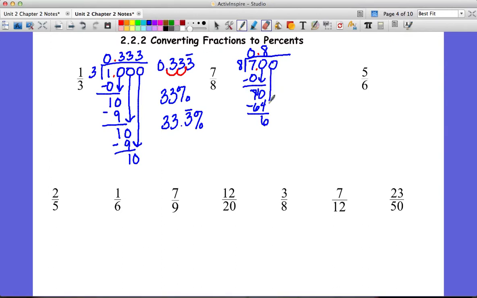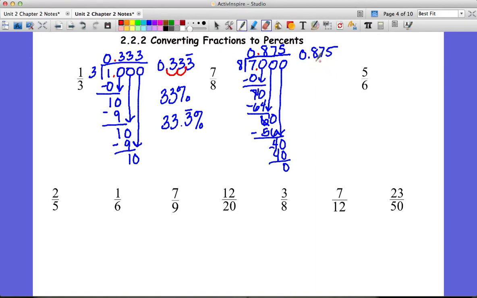Add your 0, bring it down. 8 goes into 60 7 times. 7 times 8 is 56. When you subtract, you get 4. Add your 0, bring it down. 8 goes into 40 5 times. 5 times 8 is 40. Subtract, and I'm done. So now I know that my decimal is 875 thousandths.